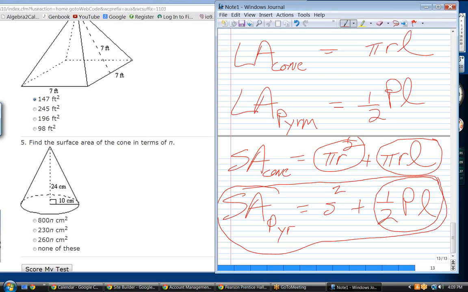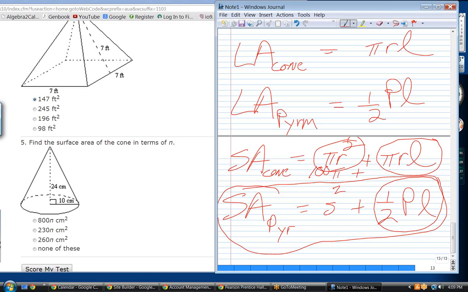All right. So this page right here is what you want to memorize, because some of these questions ask you about lateral area and some ask you about surface area. The only difference is the surface area is the area of the base plus the lateral area. Okay. So the total surface area number 5 then is going to be what? Surface area of a cone. So 100 pi plus pi r L.